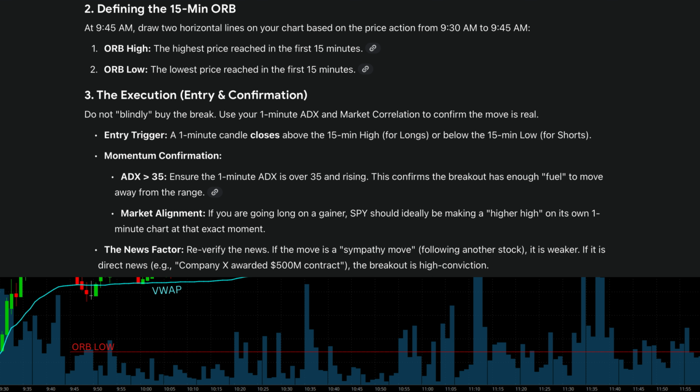Market alignment. If you are going long on a gainer, SPY should ideally be making a higher high on its own 1-minute chart at that exact moment. The news factor. Re-verify the news. If the move is a sympathy move, following another stock, it is weaker. If it is direct news, e.g., Company X awarded $500 million contract, the breakout is high conviction.